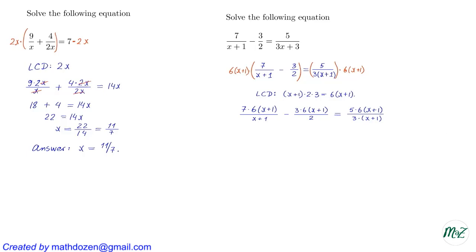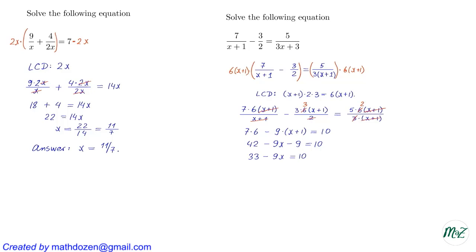And in the first fraction, x plus 1 is going to cancel out. In the second fraction we can reduce it by 2. In the last fraction we're going to cancel out x plus 1 and we're going to cancel 3 in the denominator. So we're going to be left with 7 times 6, which is 42 eventually. So it's 7 times 6 minus 9 times x plus 1 equals 10. So 3 times 3 is 9, 5 times 2 is 10. So we're looking at 42 minus 9x minus 9 equals 10.